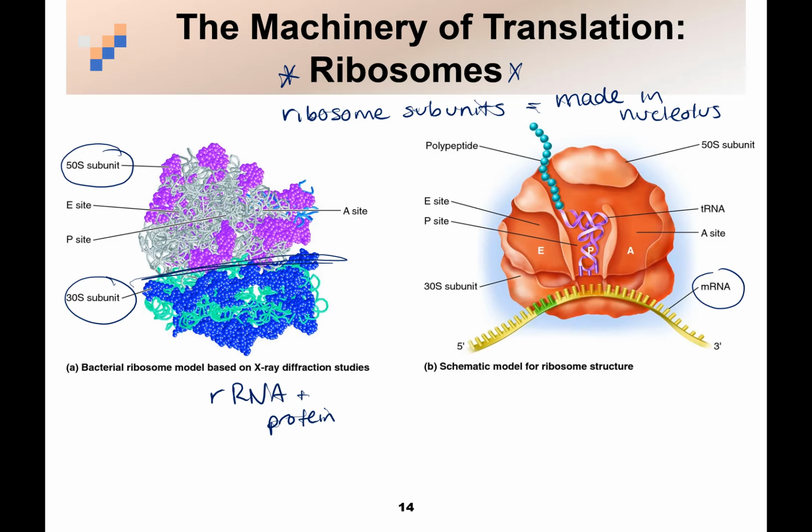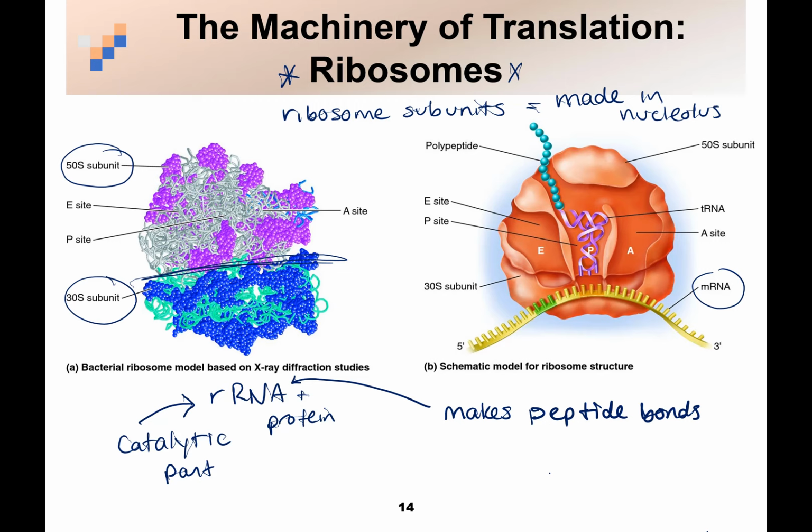What's pretty cool about ribosomes is that the ribosomal RNA is the catalytic part. That means that the ribosomal RNA is what makes the peptide bonds. So it's actually not a protein that's making this reaction happen. It's actually the RNA molecule.